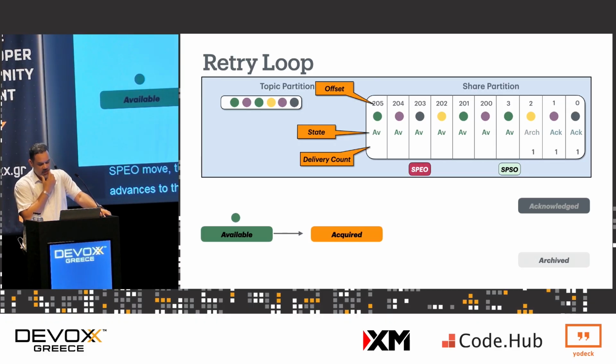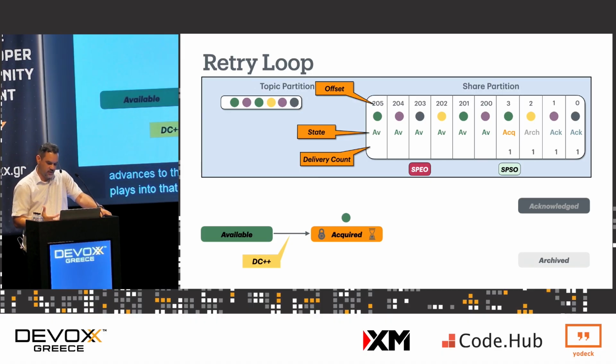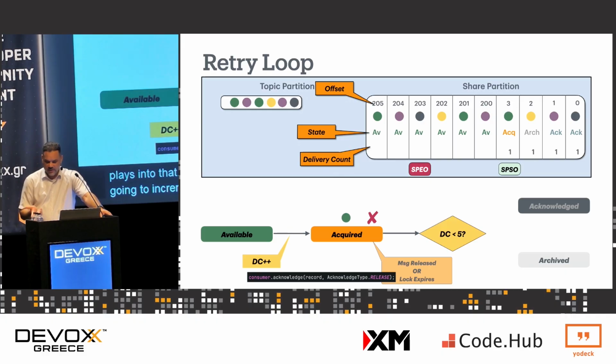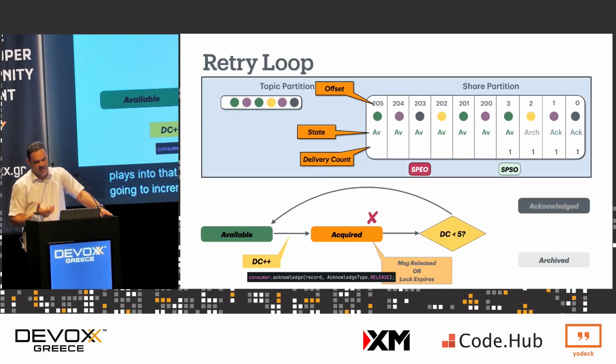That in-flight records window advances to the next record. I talked a little bit about a retry loop and how delivery count plays into that. Here's a scenario where we're going to get event number 3, and we're going to increment its delivery count. And we encounter some error of some type. Maybe it's a processing error. Maybe it's some type of exception where we were connecting to an external system. It's an intermittent issue of some type. It's something worth retrying to us. In that case, we use that acknowledgment type of release.